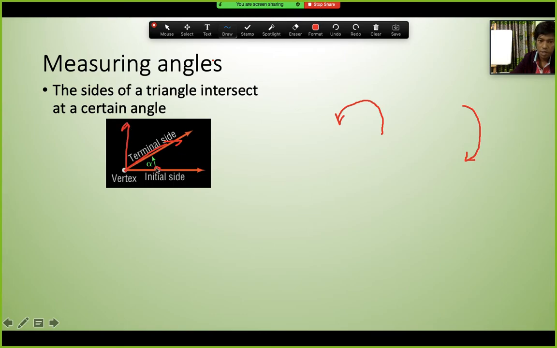From here we started, this is the initial line. Then we rotate here, then we go here, then we go here, to get some bigger angle. And let's say this is 30 degrees, then suppose this is 90 degrees, then this is more than 90 degrees, let's say 120 degrees, something like that.